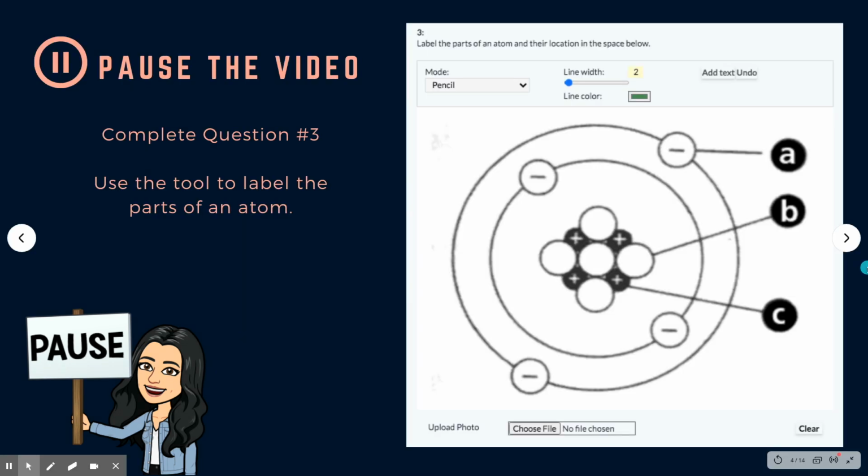For question 3, you're going to use the tool to label each part of the atom. You're going to label A, B, and C with either proton, neutron, or electron.